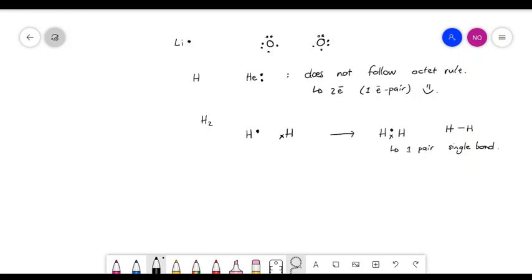I only draw it with a cross and a dot now so that you guys can see the one hydrogen contributes the one electron, the other hydrogen contributes the other electron.